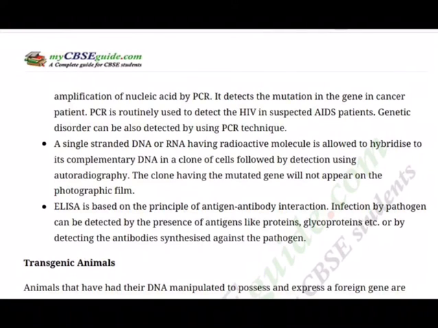So ELISA is based on the principle of antigen-antibody interaction. Infection by a pathogen can be detected by the presence of antigens like proteins, glycoproteins, or by detecting the antibodies synthesized against the pathogen. And the same thing, scientists are also talking about the corona, the plasma test. What is it that they are saying today? The antibodies that are being produced in that. So many tests are helpful in curing the once thought of incurable. So that is the strength of biotechnology.